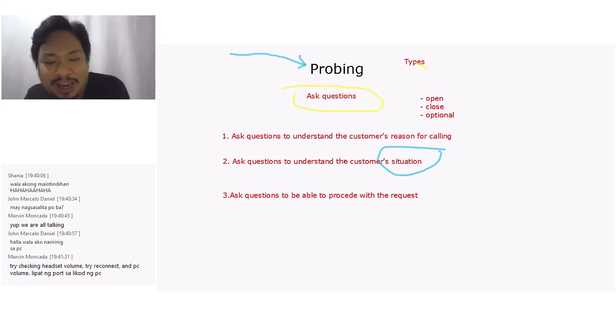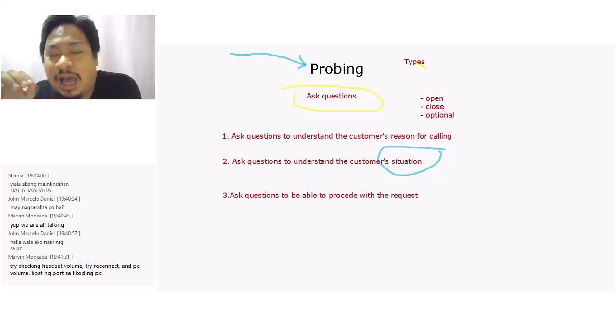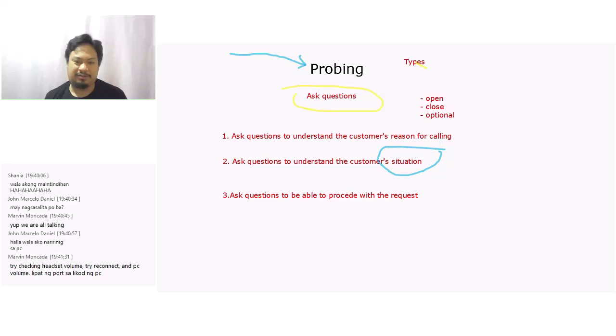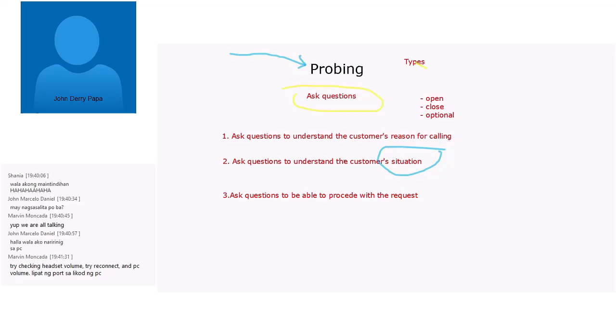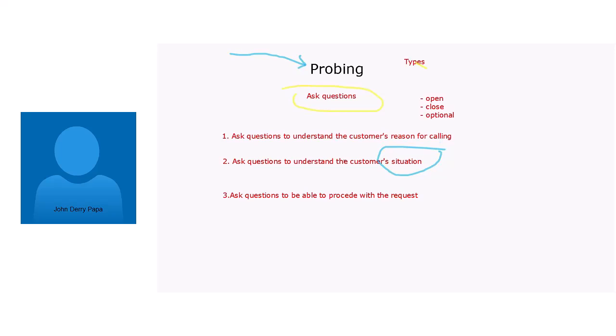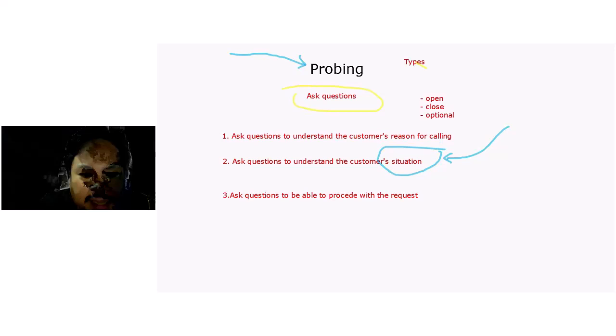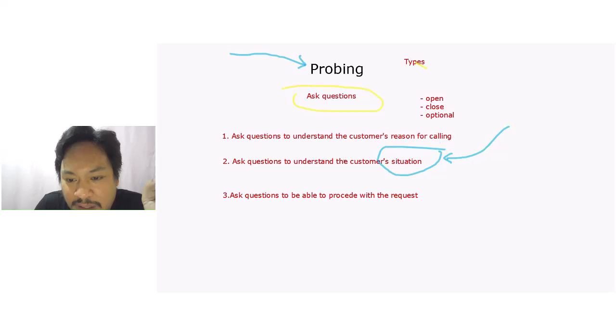So, John, here. Hey John, hello, good morning. I want to make a payment. Oh, that's great, Mr. Customer, that you wanted to make a payment in your account. May I know the reason why you wanted to make a payment? Are you looking for, you know, getting a new phone or upgrade? So, good point, John. When you ask me the reason why I want to make a payment, you will find out what's my situation. Let's say I will tell you na I want to make a payment because I want to be on top of my bill. Pero what I want you to do is ask a question so that you can proceed with the request. What is the customer's request?